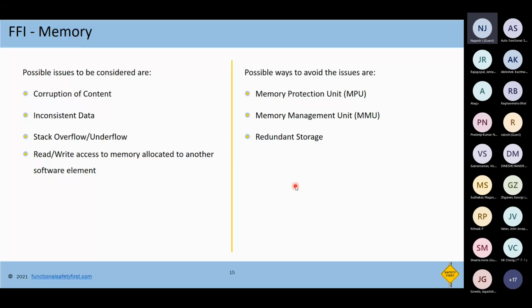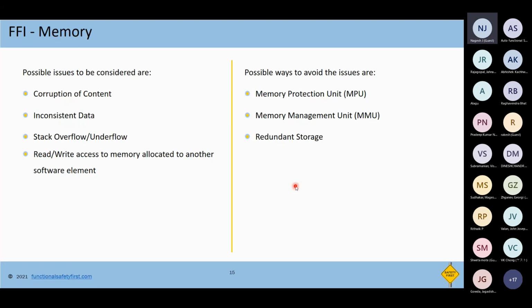So it could be the ROM memory, it could be the RAM memory, even the non-volatile memory or the EEPROM. All these could be shared between your QM and your ASIL. And so in such a thing, what are the possible issues that could happen? One of the issues is that a QM software could incorrectly write into an ASIL memory area, which could potentially lead to a safety goal violation. So corruption of content could happen.